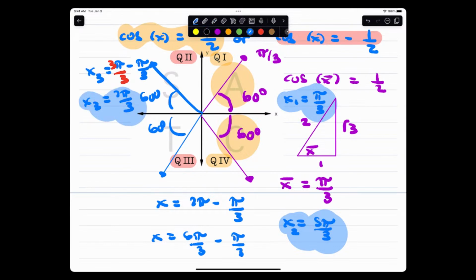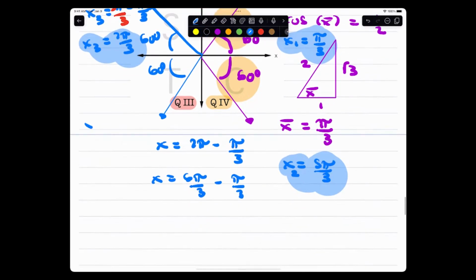Okay. Quadrant 3, x4 is going to be pi plus the reference of pi over 3. If you guys recall, and that's 3 pi over 3. So x4 is going to be what? 4 pi over 3. Okay.